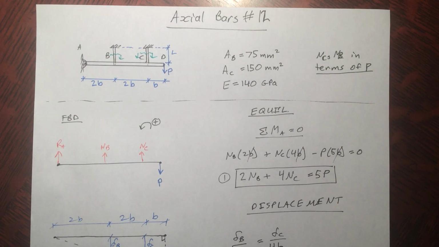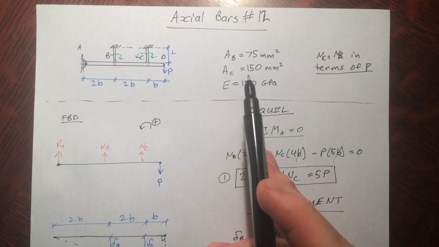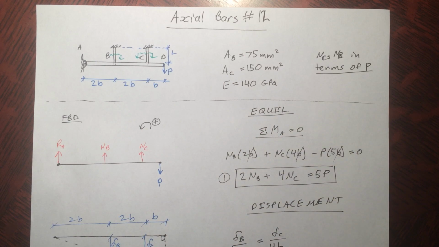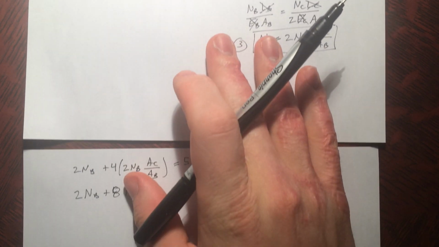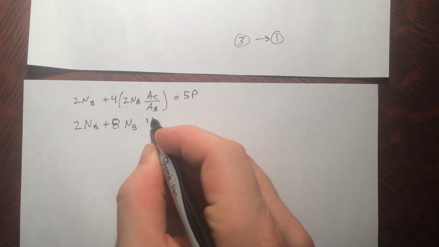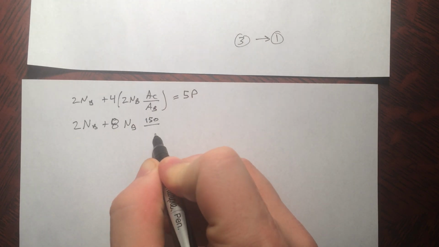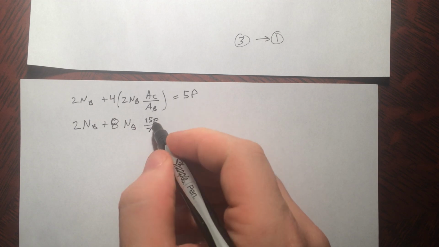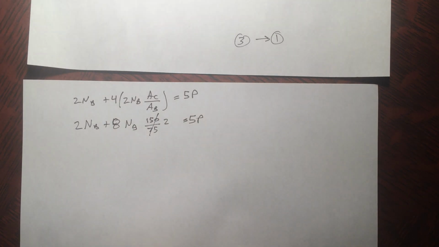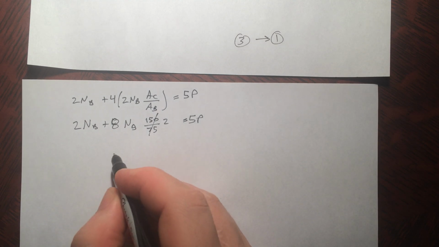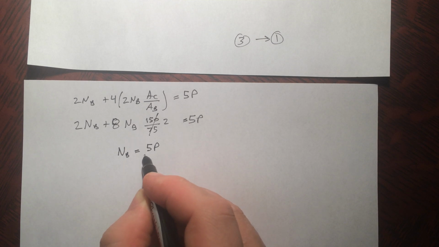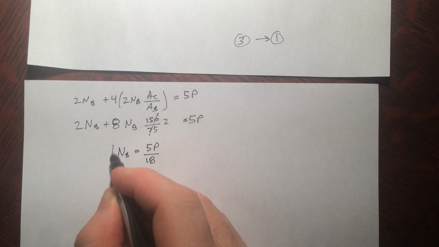Now we're told that AC is 150 and AB is 75. That means that AC is twice as big as that one. So we don't need to go through and put those numbers in. We just know that it's twice as big, so we can write it. And this, of course, is just equal to 2. And working through a little more algebra, you can find NB is 5P over 18.